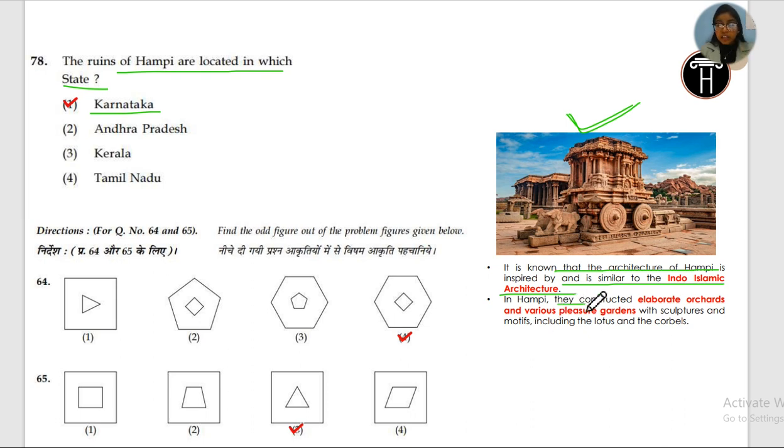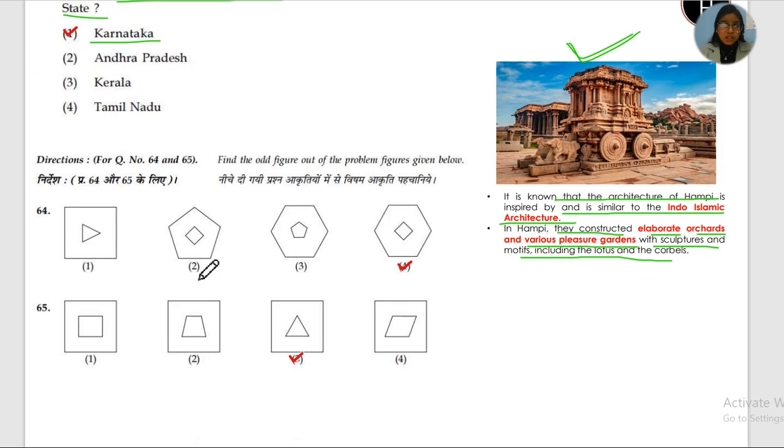In Hampi, they constructed elaborate orchards and various pleasure gardens, with sculptures and motifs, including the lotus and garden. Okay, fine. So the ruins of Hampi can be seen in Karnataka, in which overall they have many buildings or styles like Indo-Islamic architecture, in which they have some gardens or orchards with some sculptures also. Moving on to the next question.